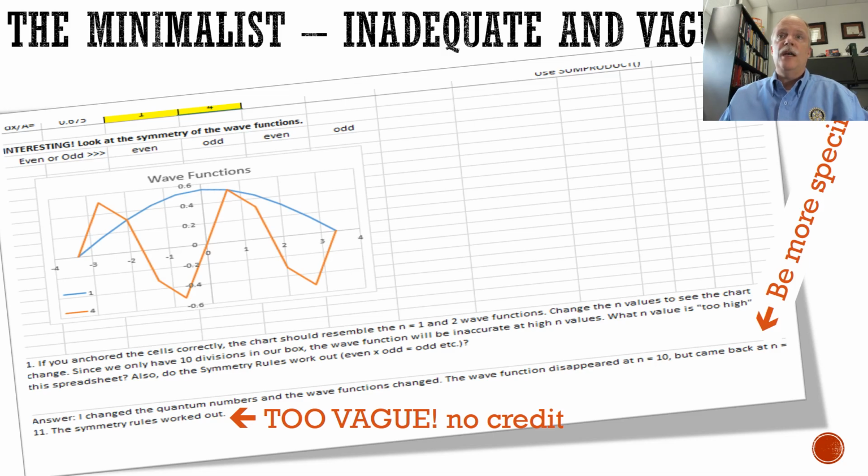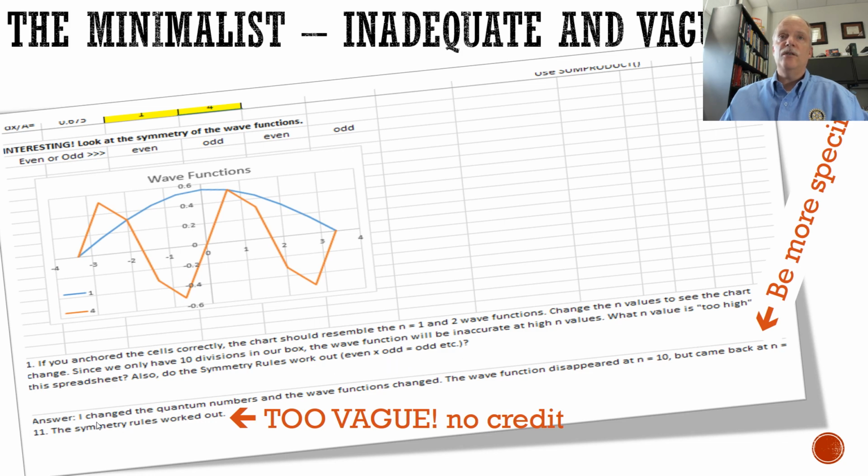So here's an example of an answer that really should get 0 credit. This is on the lab that you're working on this week, and it says: if you anchor the cells correctly, the chart should resemble the n equals 1 and 2 wave functions. Change the n values to see the chart change, and we only have 10 divisions in our box. The wave function will be inaccurate at high n values. What n value is too high in this spreadsheet? Also, do the symmetry rules work out, even times odd, etc.?